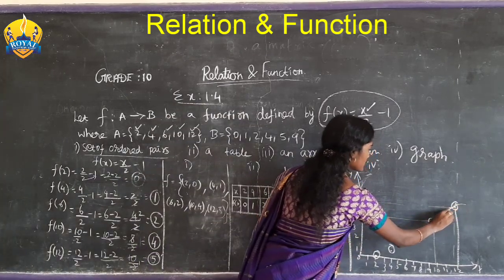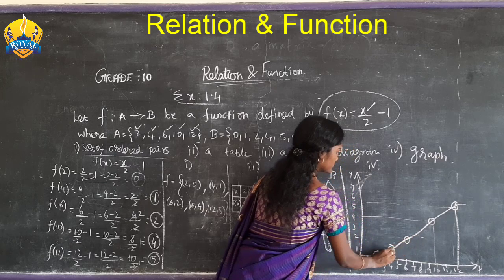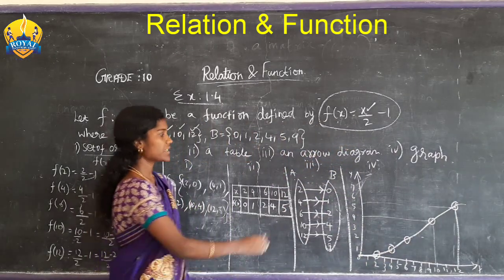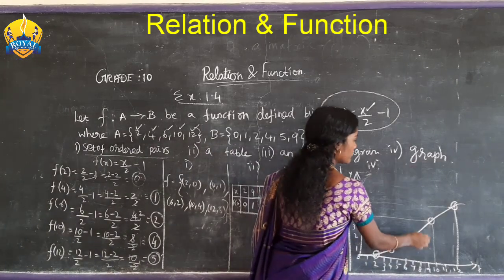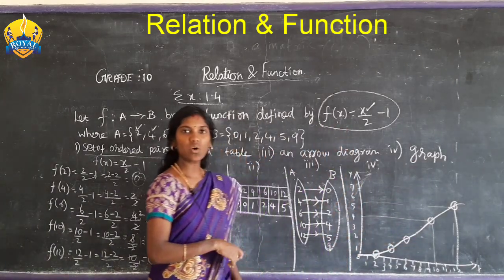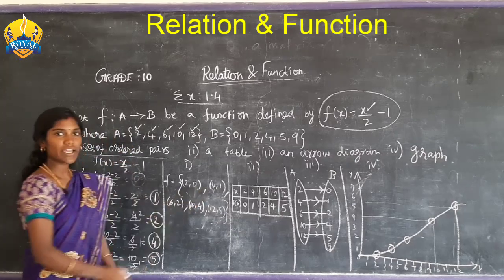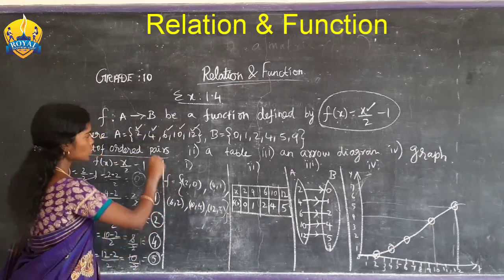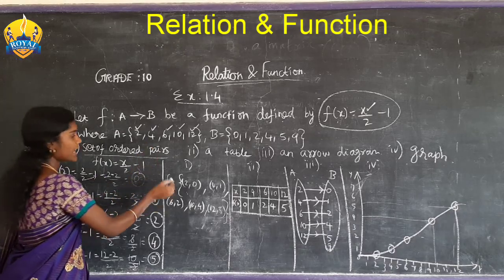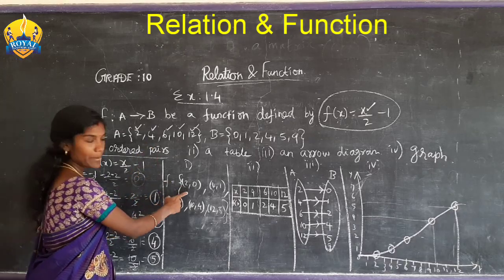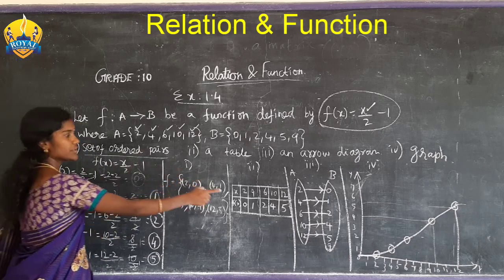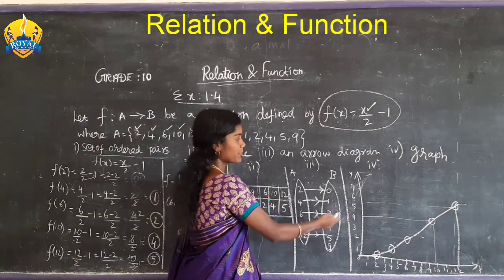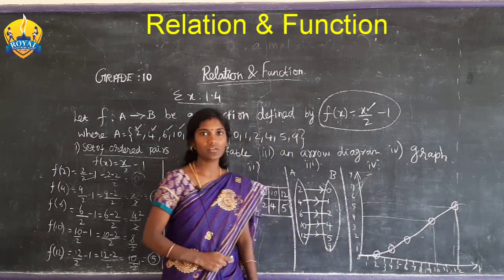If you join the points, the picture is like this. If a vertical line meets the graph at only one point, then it is a function. Here you substitute a value for x and solve it. To find the pairs, first write the pair type, then the table type, after that the order type, and this is the graph type.